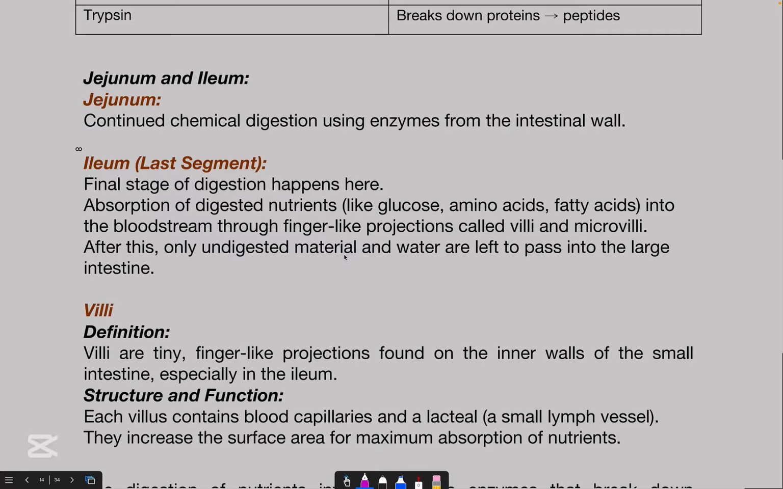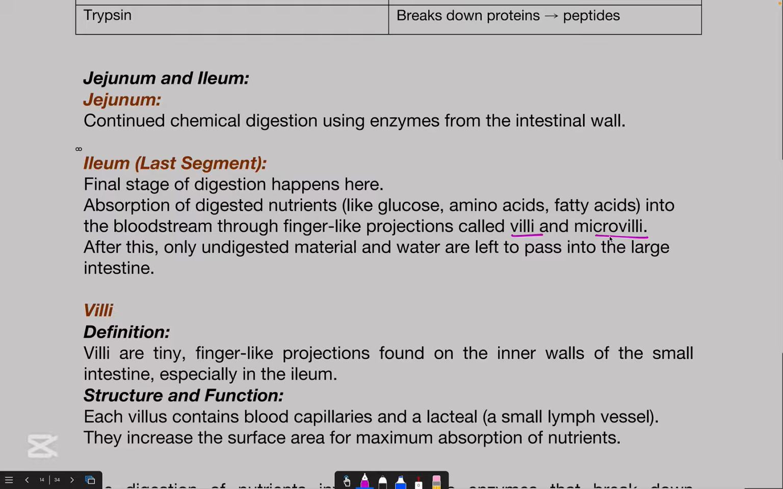Absorption of digested nutrients like glucose, amino acid, and fatty acid into the bloodstream, through finger-like projections called villi and microvilli, takes place in the ileum. Are you getting it? Through the villi and microvilli, absorption takes place in the ileum. That is where digestion and absorption also take place.